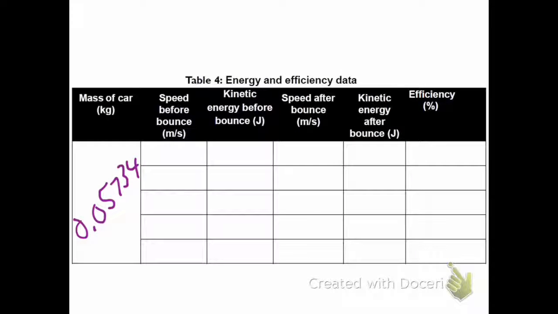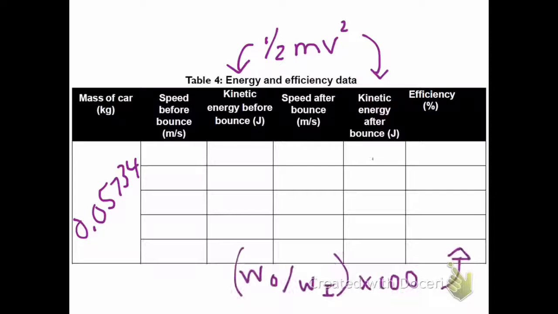I'm not going to go through a full set of calculations for this next data table because it's the same as the first one, but I will just remind you of the equations. The speed before and after the bounce is 0.01 meters divided by the time. The kinetic energy before and after the bounce is 1/2 mass times velocity squared, and the efficiency of the car is the work output divided by the work input times 100, where the output is the energy after the bounce and the input is before the bounce.